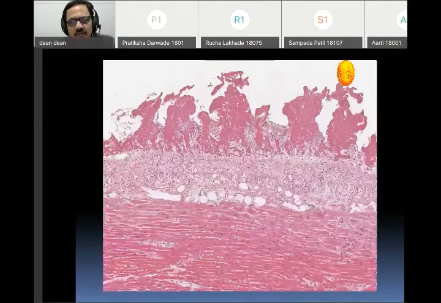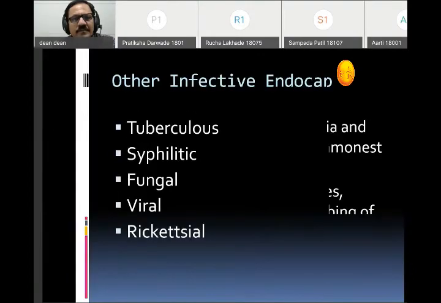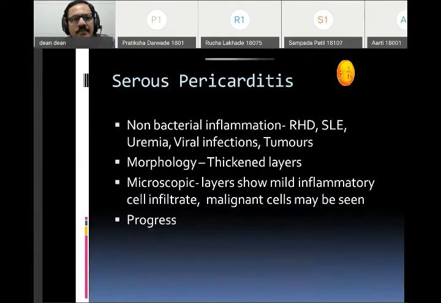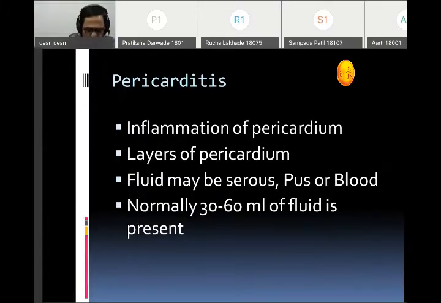Now we will switch over to our next topic, pericarditis. Always remember, primary pericardial lesions are very rare. Basically, two types of lesion are commonly seen: one is called pericardial effusion, and second is pericarditis. The basic difference is that in pericarditis there is inflammation, while in effusion inflammation is absent. Collection of fluid should be seen in both cases.